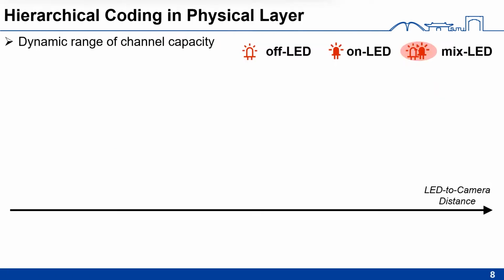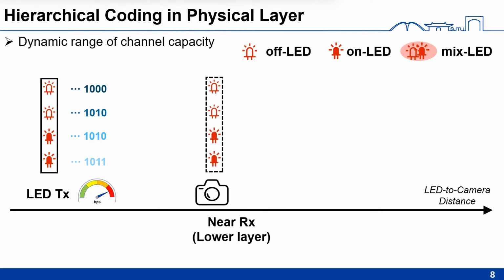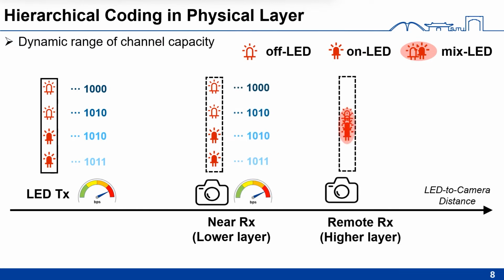To address the issue, hierarchical coding is proposed to support dynamic range of channel capacity in the physical layer. That is, the LED transmitter encodes multi-priority bit streams at a fixed rate. Receivers at a shorter distance or a lower layer can clearly distinguish 4 LEDs, hence can retrieve more data and achieve a higher throughput. Receivers at a larger distance and suffering from spatial mixing, instead of losing all data, can still decode part of the information.